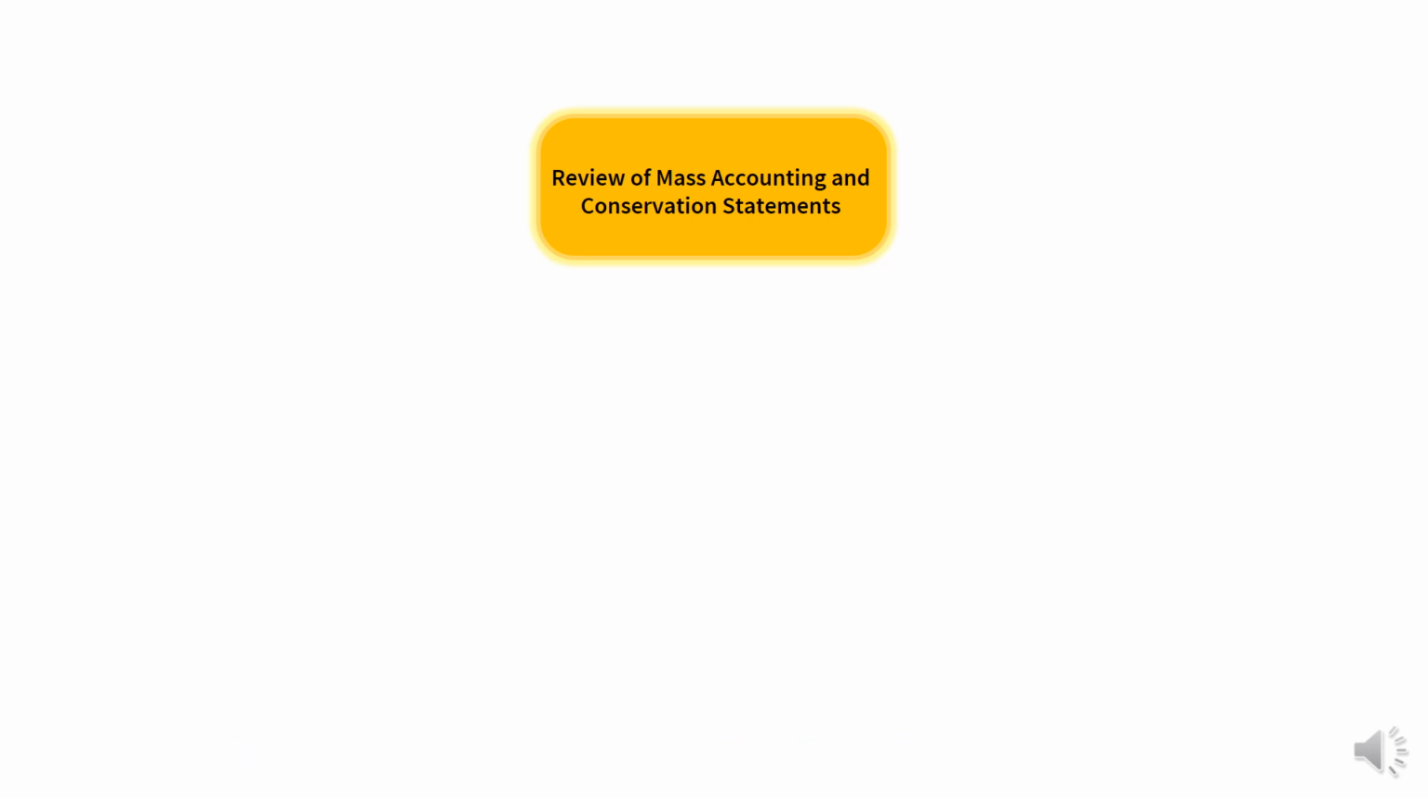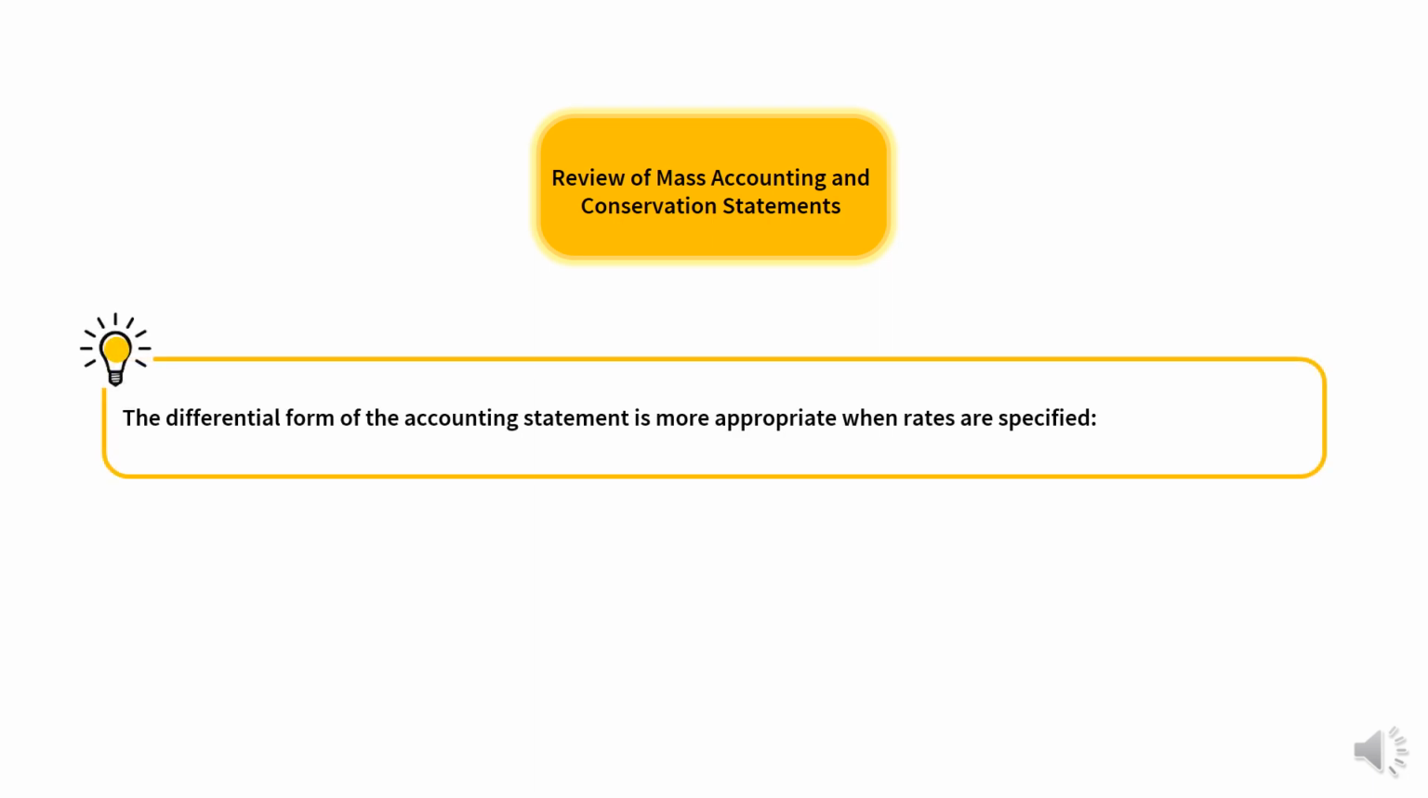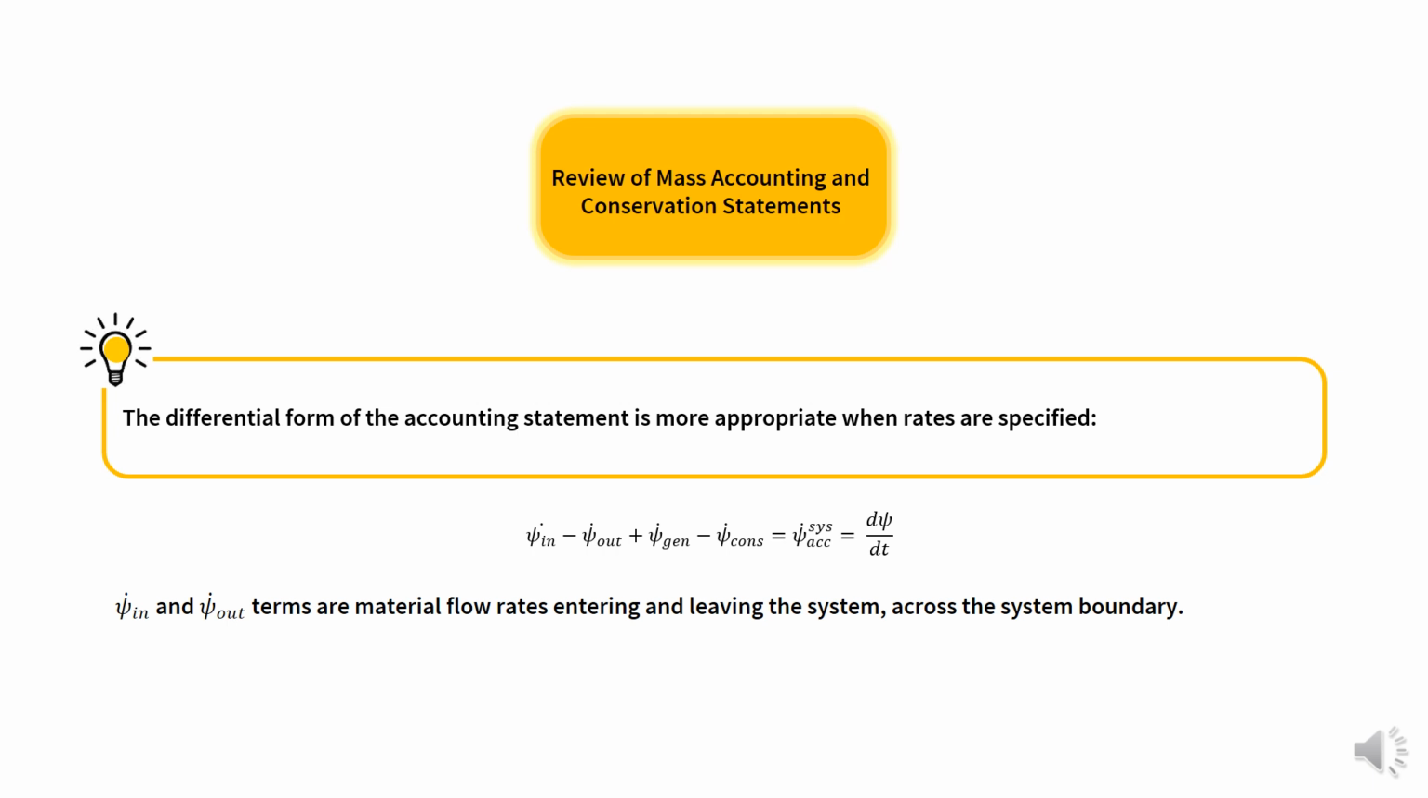The differential form of the accounting statement is more appropriate when rates are specified, and it can be written as psi dot in minus psi dot out plus psi dot generation minus psi dot consumption is equal to the psi dot accumulation. The psi dot in and psi dot out terms are material flow rates entering and leaving the system across the system boundary.